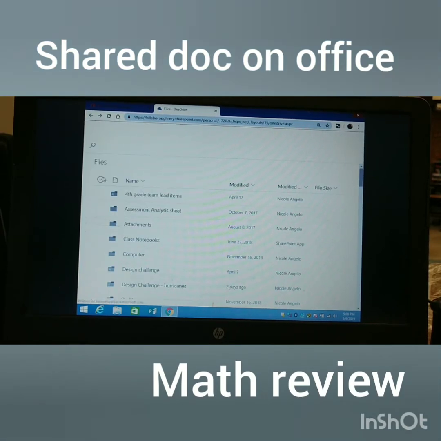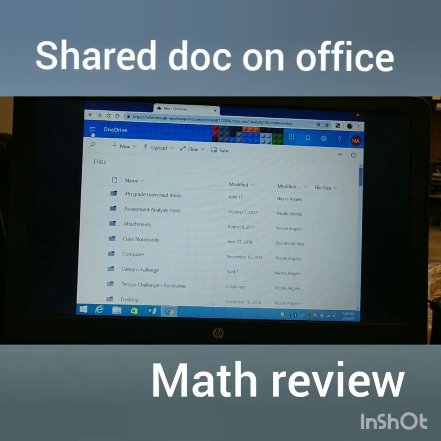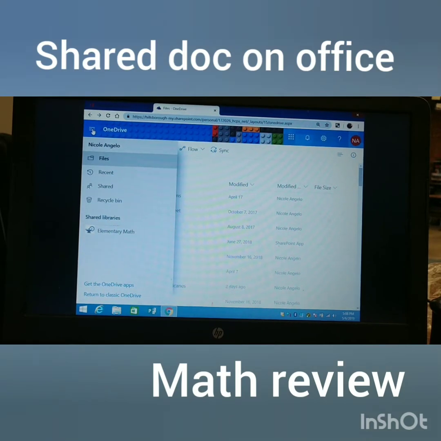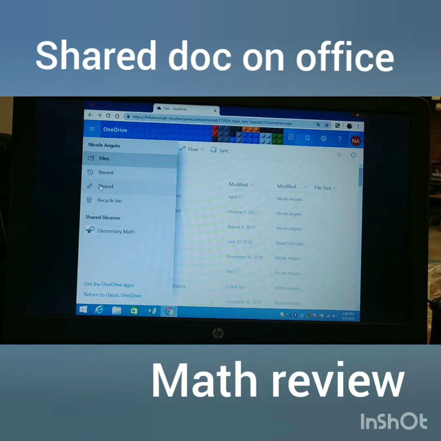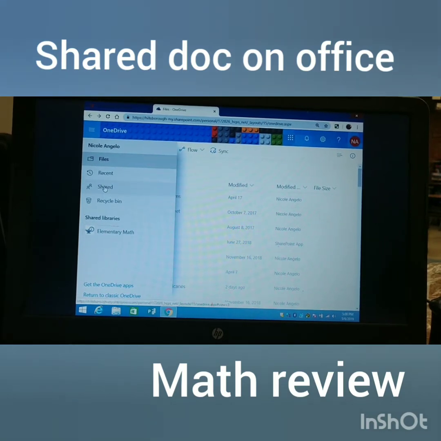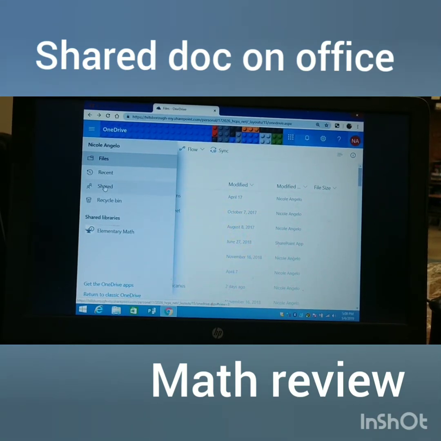And once we go into OneDrive, everything opens here. There's these three lines up here at the top. You click on those, and that opens up your sorting bins with files, recent, and shared. You're going to click on shared, and in shared, you will find the document.